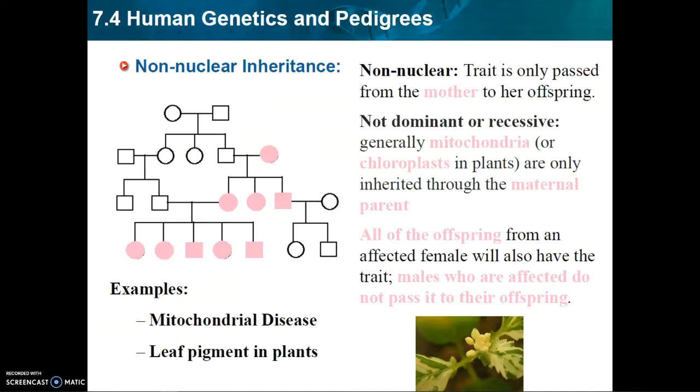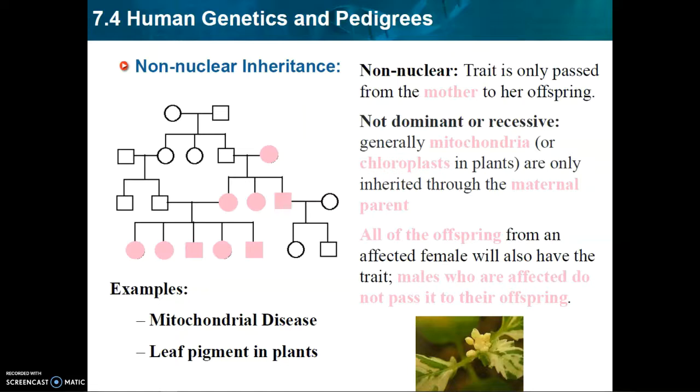Our final example here is non-nuclear inheritance. And this one is actually really easy to pick out on a pedigree if you know what to look for. Remember that non-nuclear means the trait is not in the nucleus, so it's in the genes of the chloroplast or the mitochondria. So the mother is the source of all of those organelles. It's the egg cell of the mother that contains the cytoplasm and the organelles that go on to become all of the organelles in the offspring. So in this case, we have 100% inheritance from the mother.